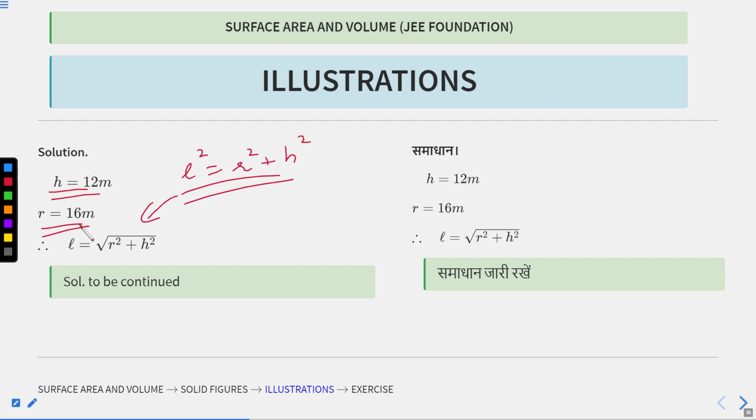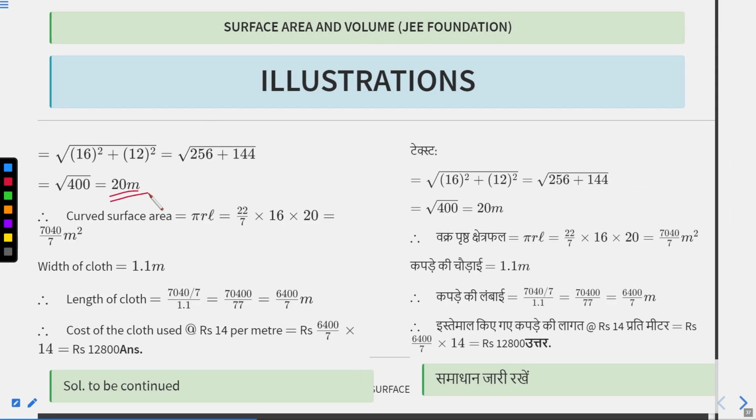the value for L. Now L is 20 meters because R value and H value are already given. So 16 square is 256 and 12 square is 144, and it sums to 400, and the root of 400 is 20, and the unit is meter. Now the curved surface area is pi R L. That's why we need L in our calculation. That's why we use the relation. So pi we know is 22/7, R we already know is 16, L is 20. Now just solve, we will get our curved surface area 7040/7 meter square.